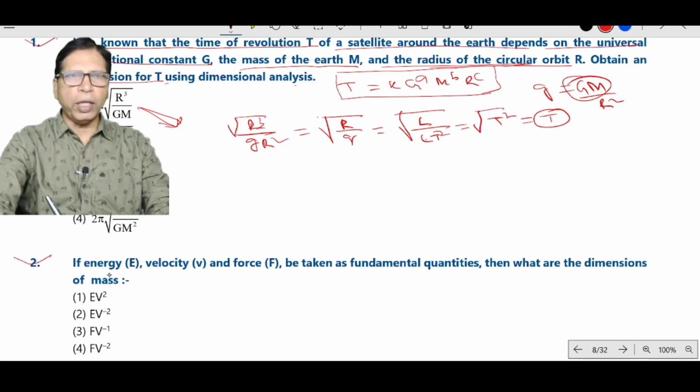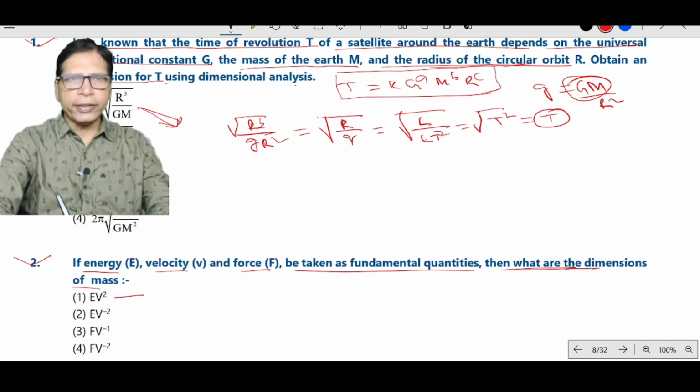Look at this question number 2. Energy E, velocity V, force F be taken as fundamental quantities, then what are the dimensions of mass? Okay. Now look at this. Here energy is M L squared T minus 2. Velocity square is L squared T minus 2. This cancels out. So this is the M. Therefore option 1 is correct.